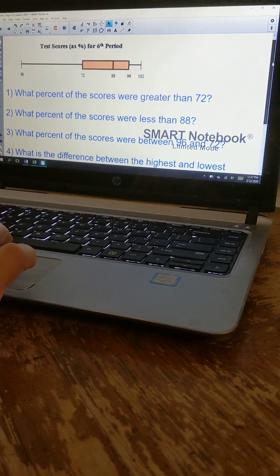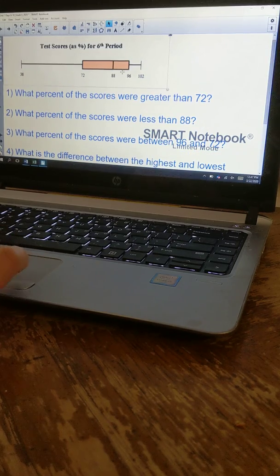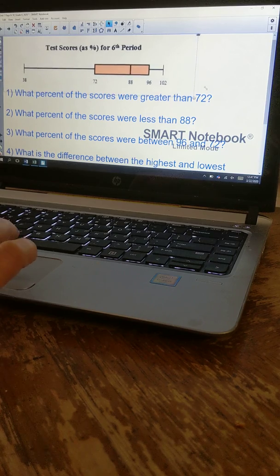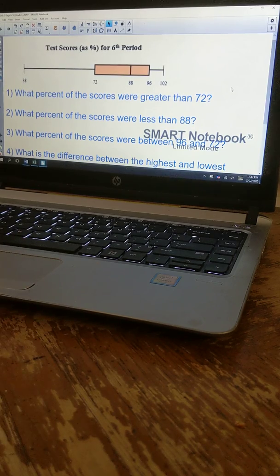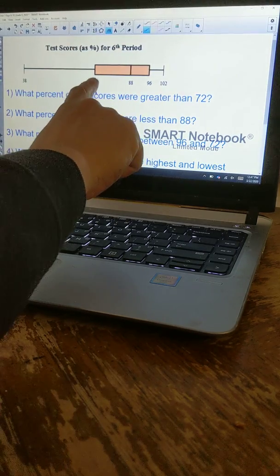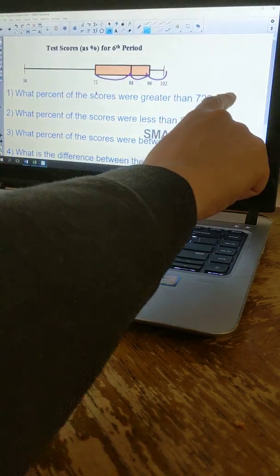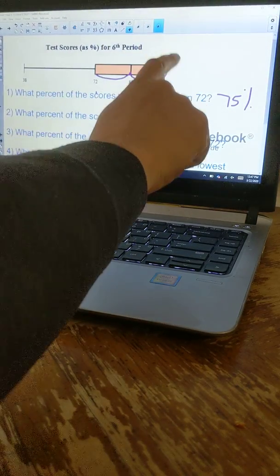Okay, here's a similar box and whisker plot. If you're ready to go to your work, you can go ahead and go to your work. If you need one more example, we'll look at one more example together. It says, what percent of the scores were greater than 72? Here's 72. 72 represents Q1. 25%, 25%, 25%. So 75% of the scores were greater than 72.